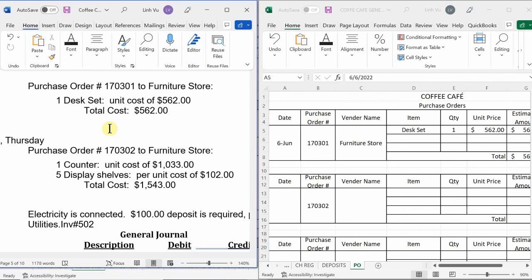So in this case, I wanted a counter for $1,033. And then I wanted 5 display shelves, each costing $102. Grand total was $1,543. Okay. Since I have my purchase orders already open, I'm going to go ahead and put that in here for my second purchase order.